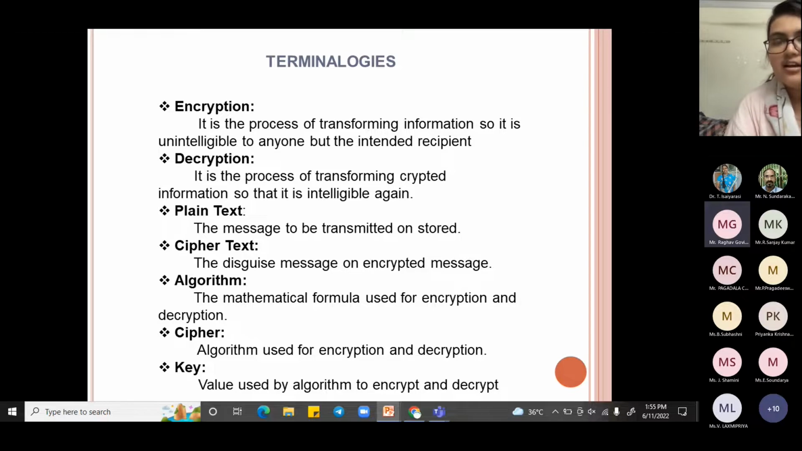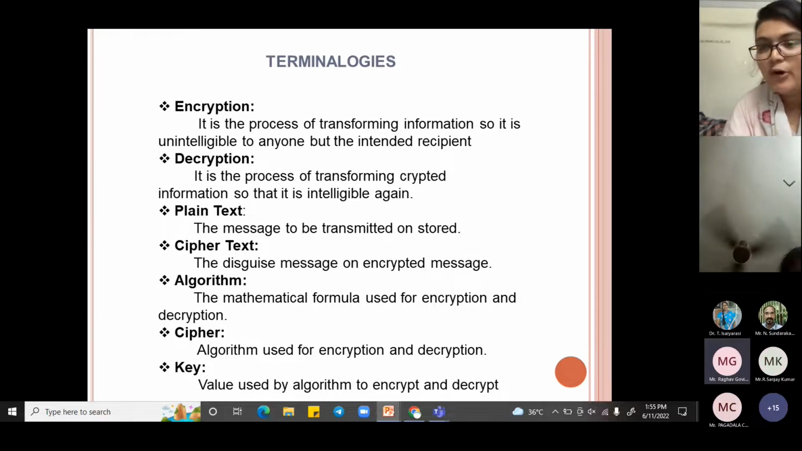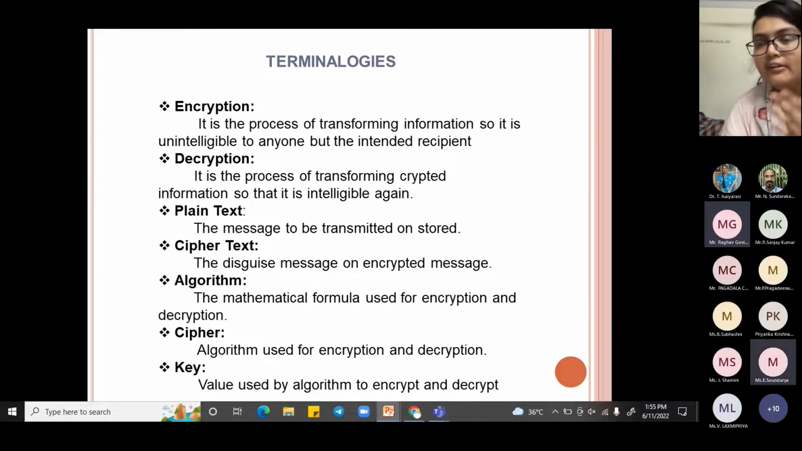What does algorithm mean? We know it from our PSPP or programming in C subject. Here, an algorithm means a mathematical formula used for encryption and decryption. And a cipher is an algorithm used for encryption and decryption. Now the important topic in cryptography is the key. A key is the value used by the algorithm to encrypt and decrypt.